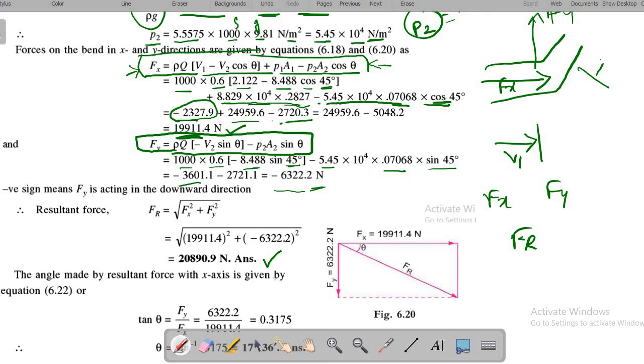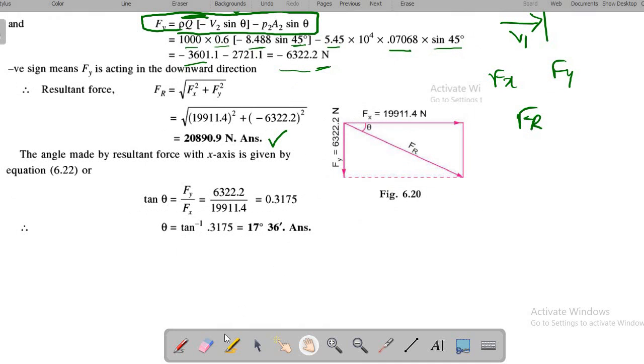But at what direction it will act? That is the theta for the resultant. So theta for the resultant is calculated by the formula tan theta is equals to Fy by Fx. So Fy value we have, Fx we have, and calculate. Actually it is mod of Fy by Fx. So we are not considering any sign, either plus or minus. We do just take the number and we do calculate it. We are getting it as theta is equals to tan inverse of 0.3175, which is 17 degree 36 minute. Okay, this is what the theta value.